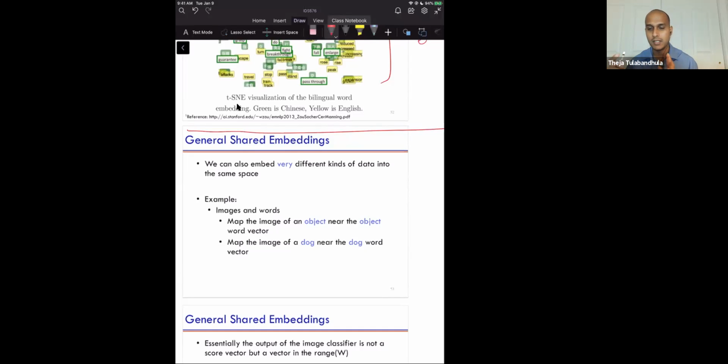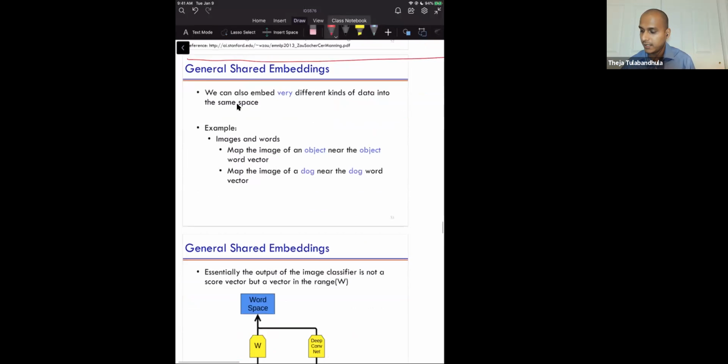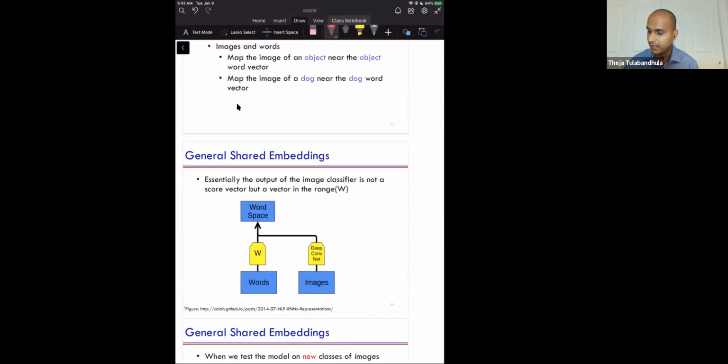Both will be mapped to a 300-dimensional space, and those vectors are similar to each other. You can do that by changing W, or you can change this, like a deep convnet as well, or you can keep it fixed, and it's fine. Basically, you're trying to ensure that the words are aligned to the image embeddings.